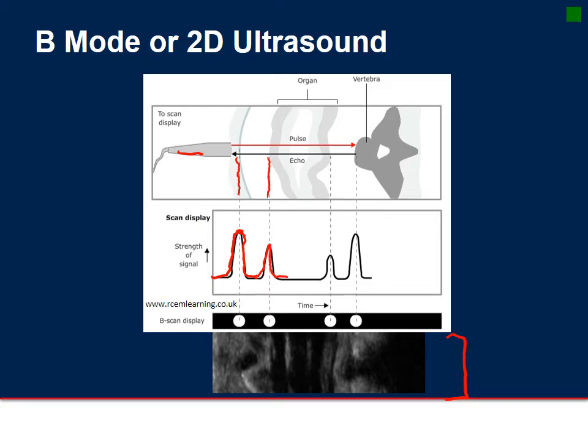And the strength of the signal is dependent on the differing impedances, and then the ultrasound machine knows where these signals are based on how much time it takes for the ultrasound wave to come back to the transducer. And so by looking at the image this way, it's able to create this two-dimensional ultrasound that we see below.